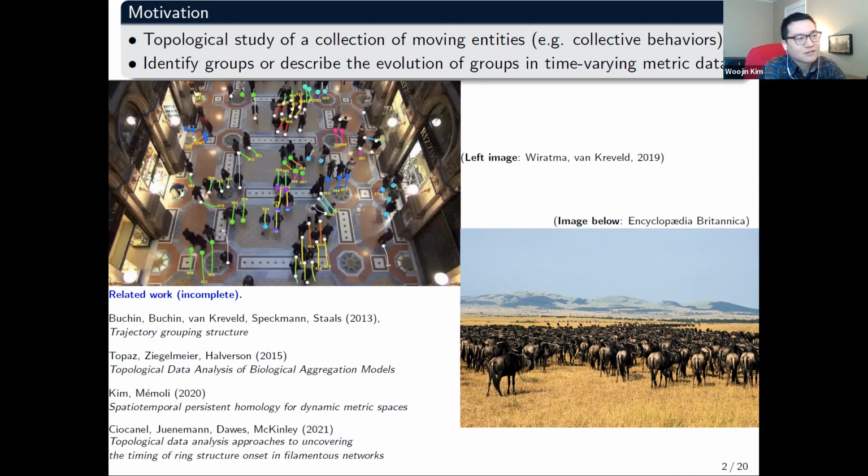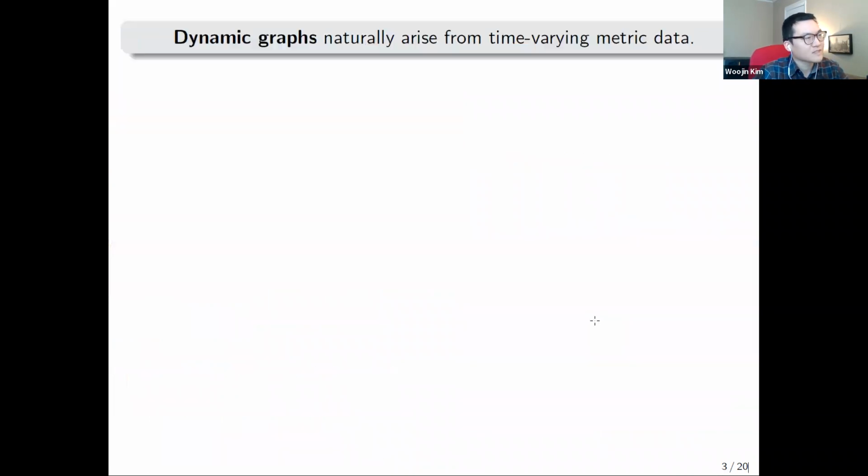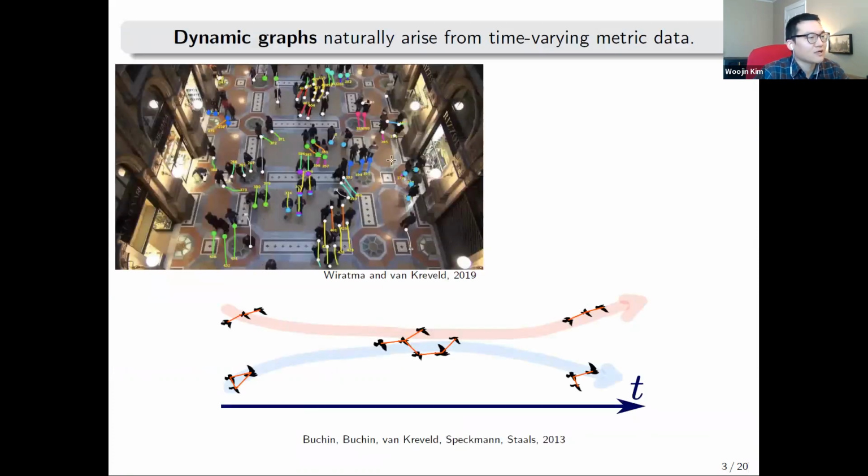And there is tons of other literature about identifying groups given a collective motion or collective behaviors. In this sort of data, dynamic graphs naturally arise. For example, in a line of work by a group of computational geometers, including van Kreveld and Woojin, they introduced a notion of group using 3 different parameters. One is the connectivity parameter, another is the duration parameter. The other is the group size parameter.